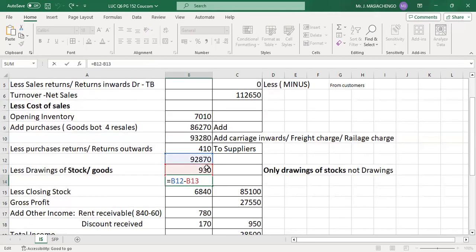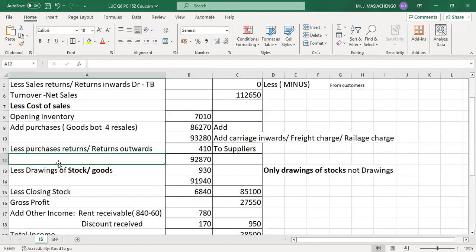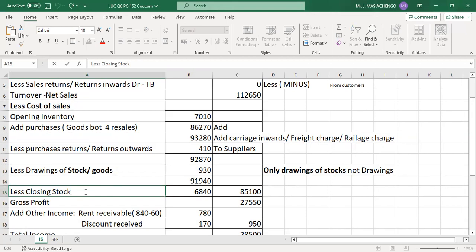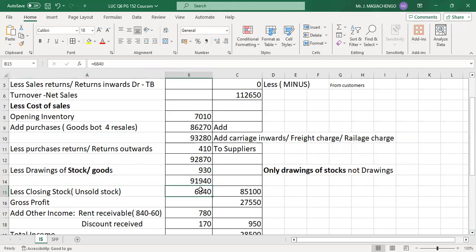So we are going to say 92,870 minus 930, then that's the answer that we get. You can see there's a line remaining there. It's still fine, there's nothing wrong. Now let's subtract our closing inventory. Closing inventory refers to the unsold stock. Unsold stock or inventory is what we call closing inventory. At the end of the year, it's a business, so not everything that you buy will be sold. Then we put a line here, we underline.